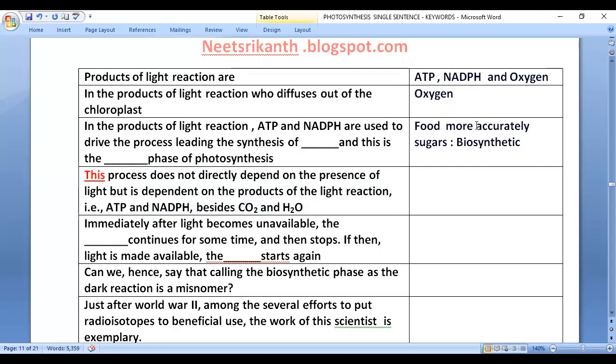This process does not directly depend on the presence of light, but is dependent on the products of the light reaction, that is ATP and NADPH, besides carbon dioxide and water. That is the biosynthetic phase of photosynthesis.